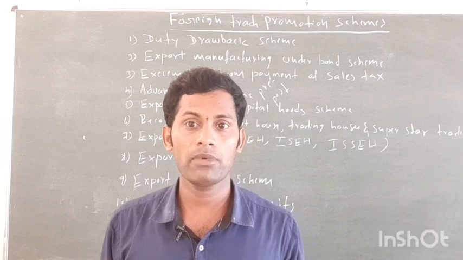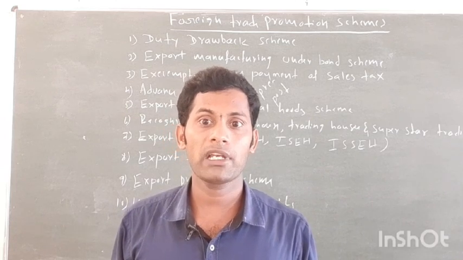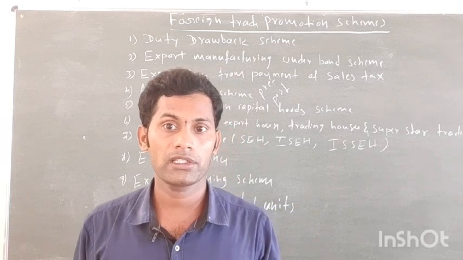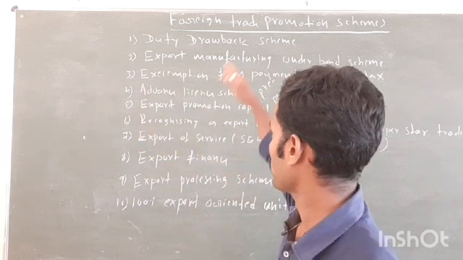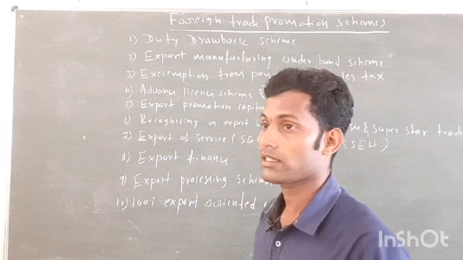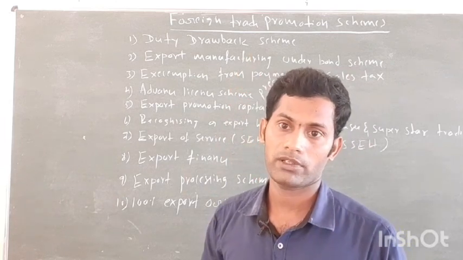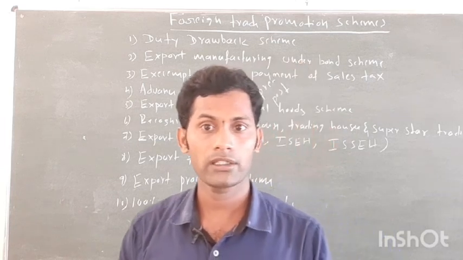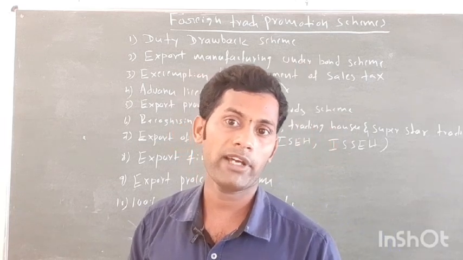To solve this balance of payment deficit problem, the government of India has initiated these schemes. We have 10 schemes here. That is called foreign trade promotion schemes and measures. In the next class we will study IBRD or World Bank, then IMF and WTO.